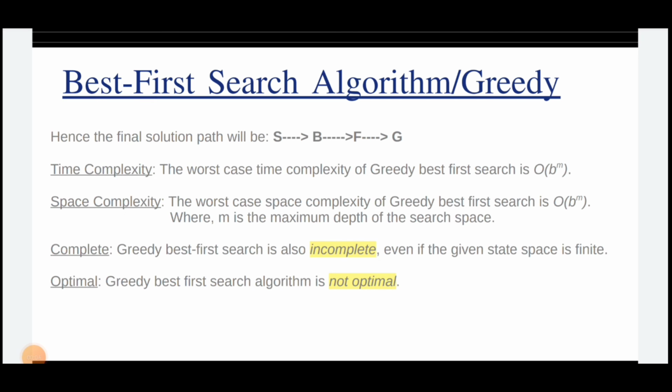Let's conclude this topic here. We found the solution path S to B to F, then to the goal state G. Here the worst case time complexity and space complexity for greedy best first search are given. Also there are two characteristics which show the advantages and disadvantages of this best first search algorithm.